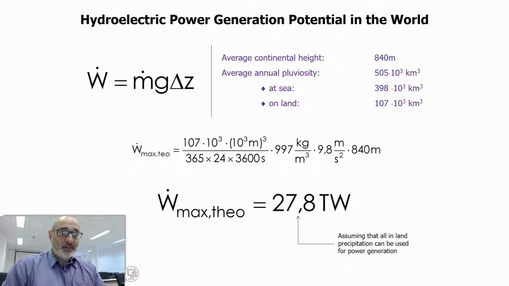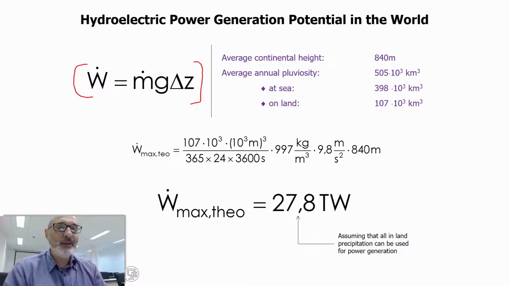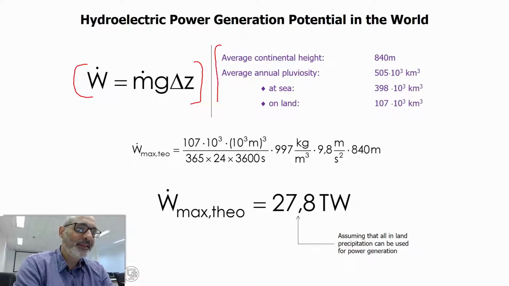Okay, let's move on. Some numbers. I'm going to use this equation to make a very approximate calculation in order to assess the potential for hydropower generation in the world. Because I already mentioned in the first slides that the potential for growth is very limited in the world. So I want to get this number. Let's see how we can get this potential for growth.